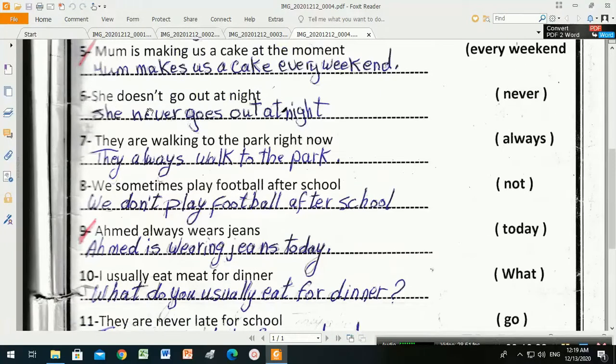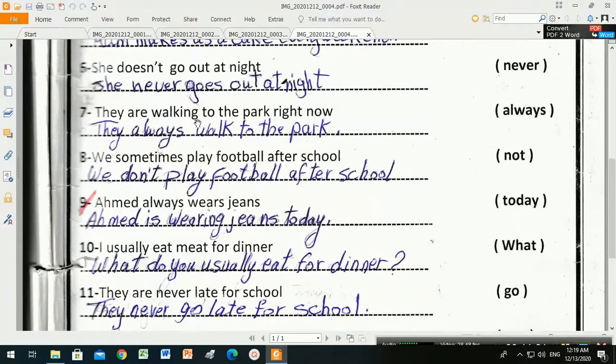Number 6, she doesn't go out at night. And then what between brackets? Never. Yes, never is a keyword of present simple. Doesn't and never. Never means don't, doesn't. Okay, so we will remove doesn't and put instead of it never. It's the same meaning. She doesn't go out at night. She never goes out at night. It's the same meaning. But here we must add es to go. Why? Because of she.